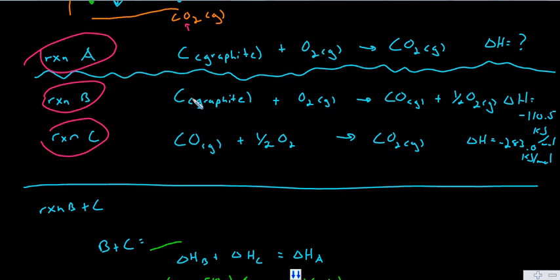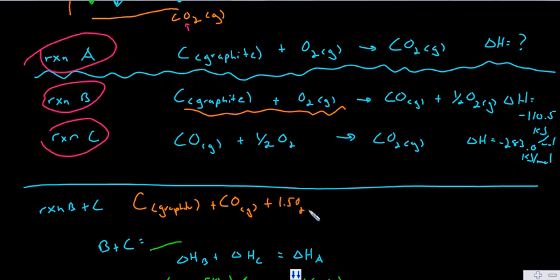So anything on the left of the arrows here, we just put on the left in the combined B plus C reaction. So carbon in its graphite form plus carbon monoxide gas plus 1 plus a half, so 1.5 O2 gases. And then on the right we have carbon monoxide gas and carbon dioxide gas and half, or 0.5, of an O2 gas.